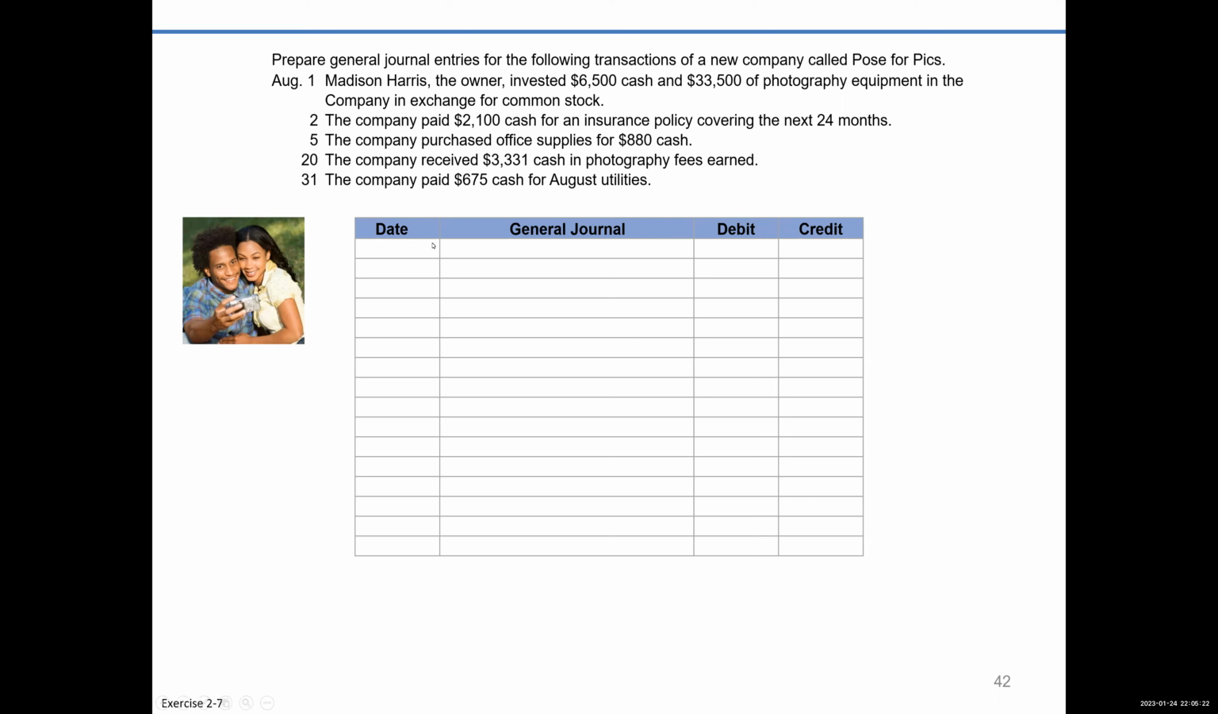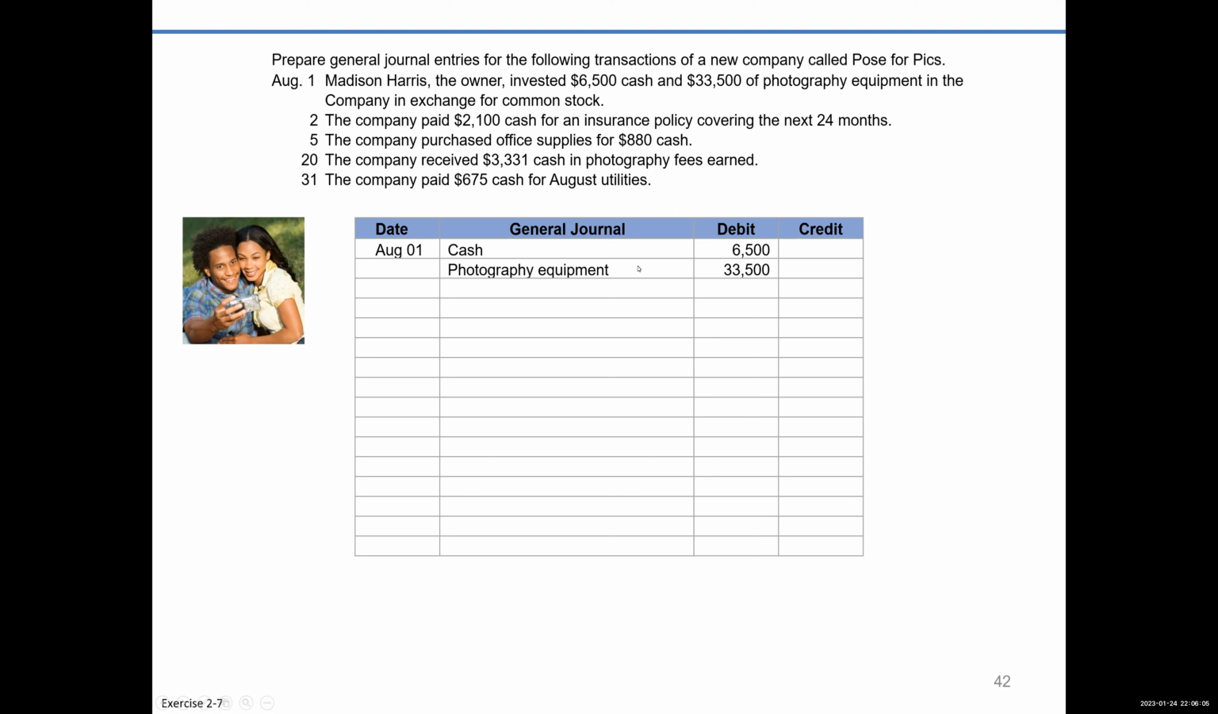Let's start with our date, August 1. And then remember, if you receive cash, you debit cash. If you pay cash, you credit cash. In this case, we're receiving the cash, so we're going to be debiting cash. Now, not only did the business receive cash, the business received photography equipment in the amount of $33,500. So we've got to include that. Photography equipment for $33,500.